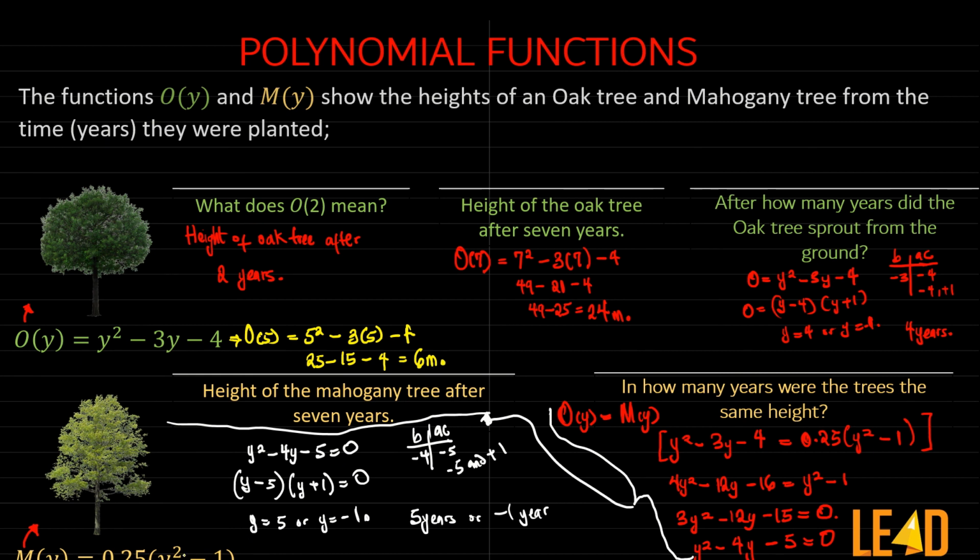Let's do that here. Moment of truth, m of 5 would be equal to 1 over 4 multiplying 5 squared minus 1. That would be 1 over 4 multiplying 25 minus 1, which gives us 24 over 4, which gives us 6 meters. So you can see we have the exact same answer. Alright, so it was true that in 5 years the mahogany trees were the same height.